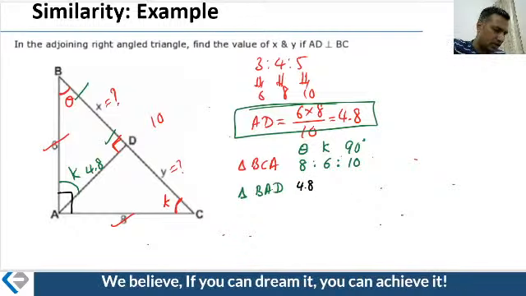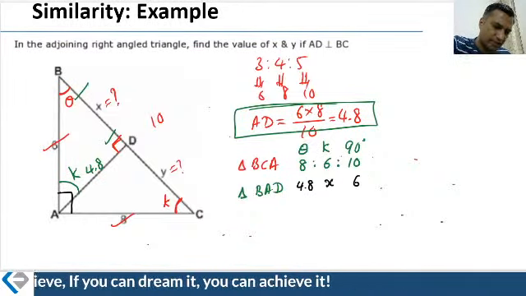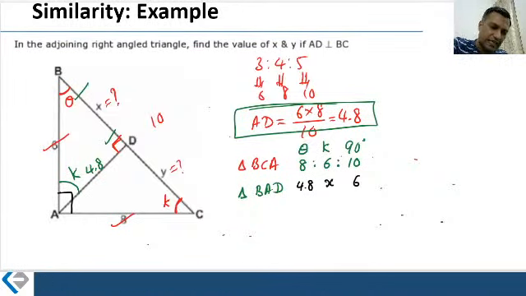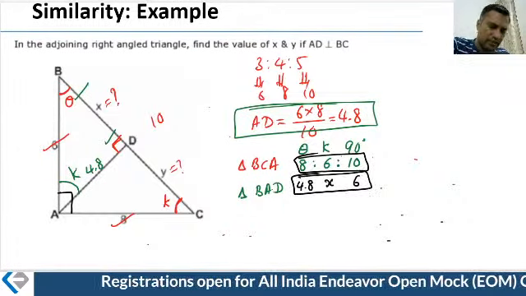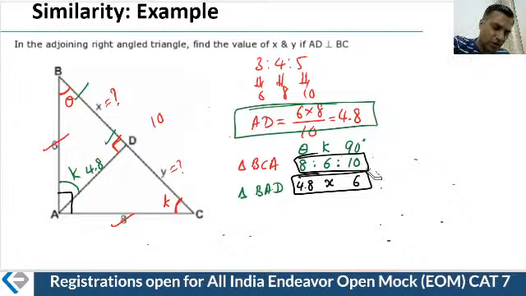Side opposite K is what you have to find out, X. The side opposite 90, I know that's equal to 6. Can I find X? Yes, because this ratio should match with this particular ratio as well. In other words, this by this should also be equal to this by this. I can solve it.